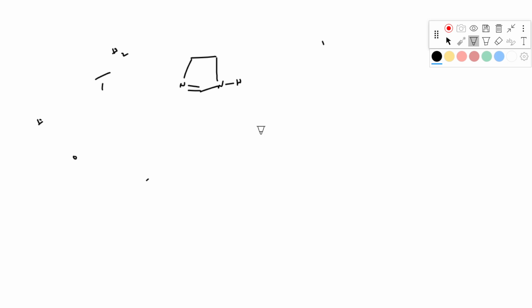Second structure is this. Here double bond. Here N. Here H. Okay, this is the second one. Third one. This is the third one. Fourth option is this. Here H, here double bond, here there is a lone pair.